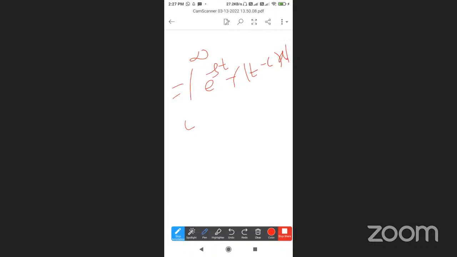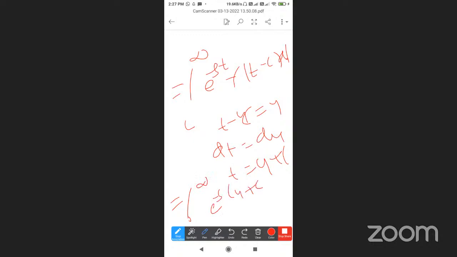Now, by the change of scale property, let t minus c be equal to u. So dt is equal to du, and t is equal to u plus c. The limits change, so it becomes 0 to infinity. So the integral from 0 to infinity of e power of minus s into u plus c, into f of u into du.